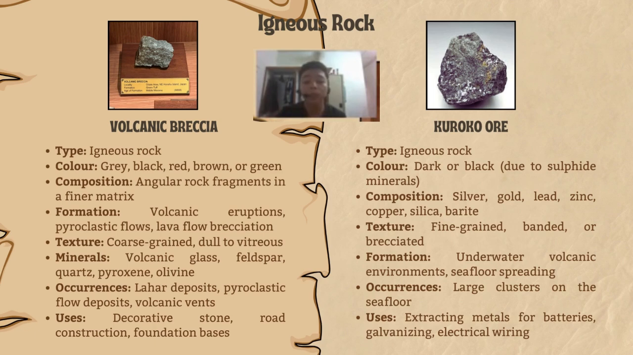The extracted metals from Kuroko ore are essential for manufacturing batteries, galvanizing, and electrical wiring. So that is all from me.